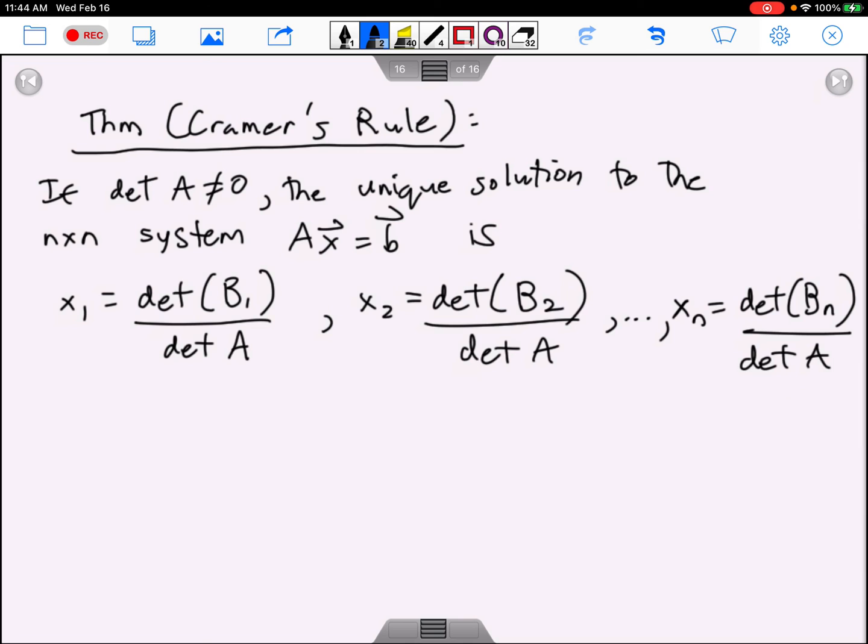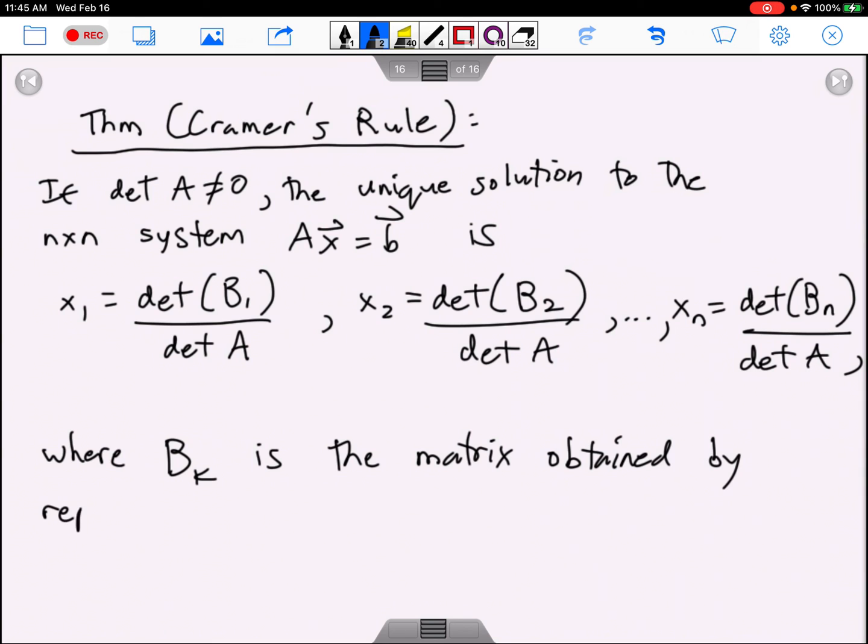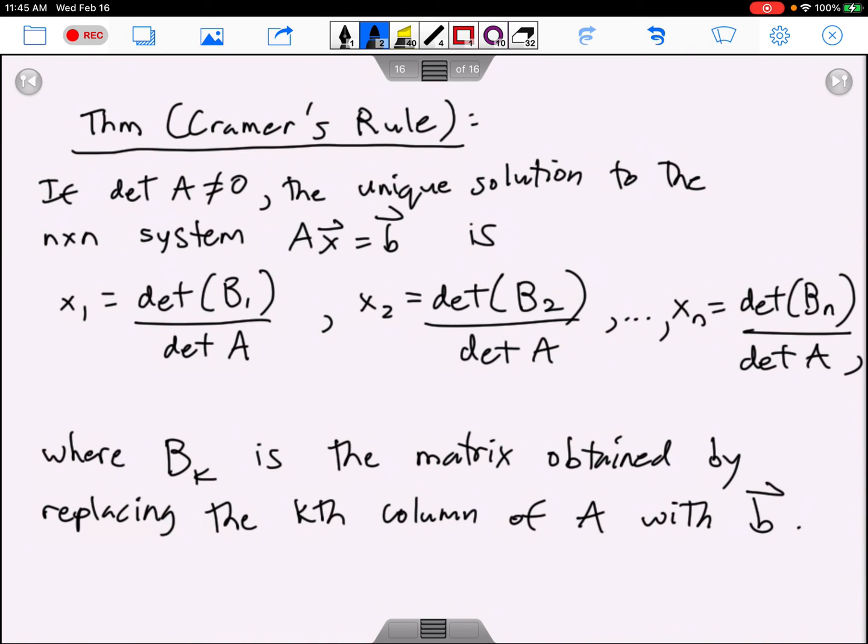Now, I do have to tell you what these B's are. So, where Bk is the matrix obtained by replacing the kth column of A with vector B in your system.